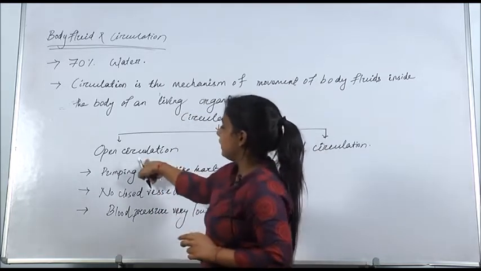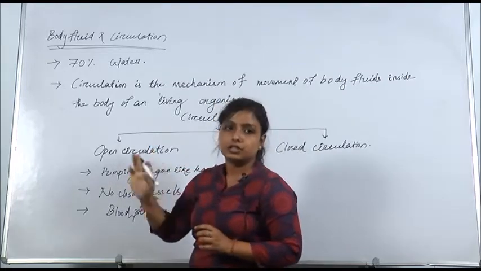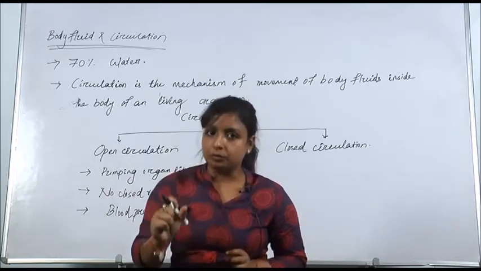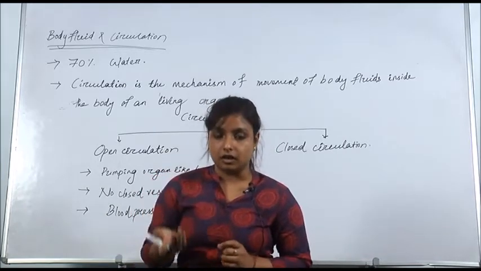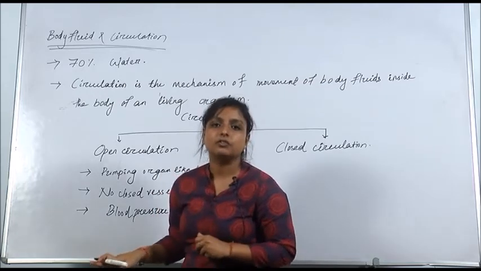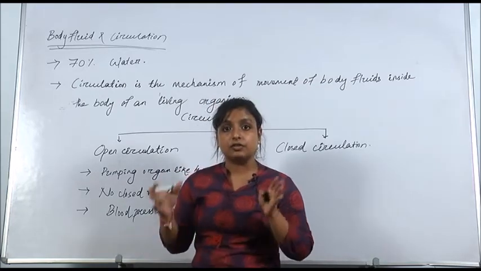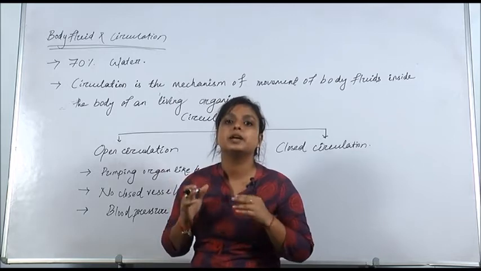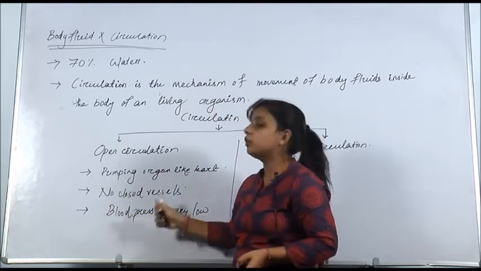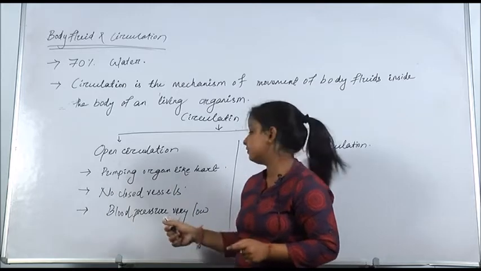So when we are describing open circulation, first, the extracellular fluids are pumped through a pumping organ, that is the heart, and move inside the body cavity without any confined pathway. Because of the larger space for the movement of the body fluid, the blood pressure, or the pressure of the circulatory fluid, is very low.